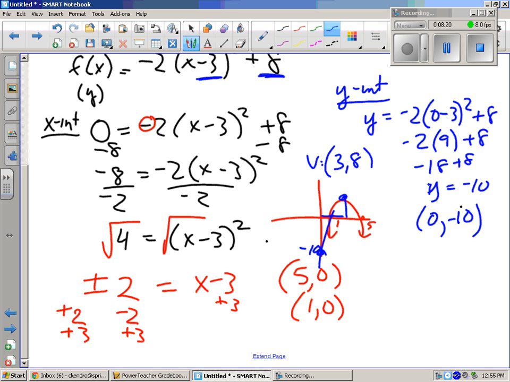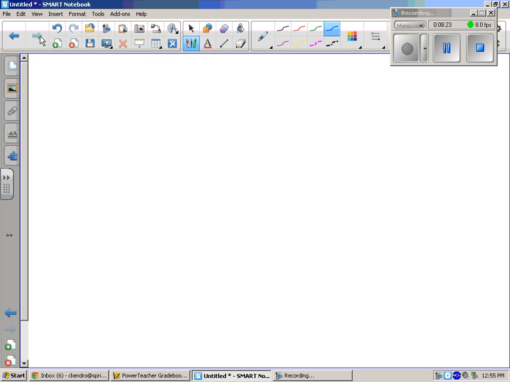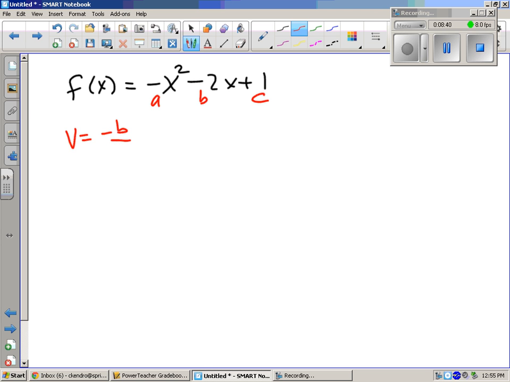Okay, what about finding the vertex if we don't have it in that standard form, if we're in general form? So I have f of x equals negative x squared minus 2x plus 1. So remember, this is a, b, and c. If we want to find the vertex, it's that cute little formula to start. So negative b would be positive 2 over 2a. Now a is negative 1, so that'd be negative 2. So the x part is negative 1.